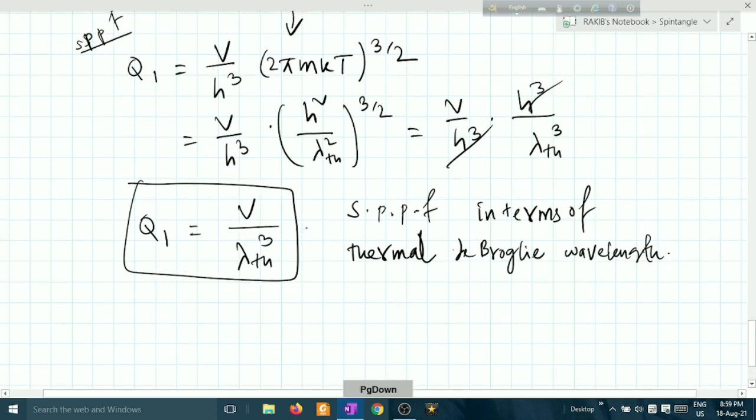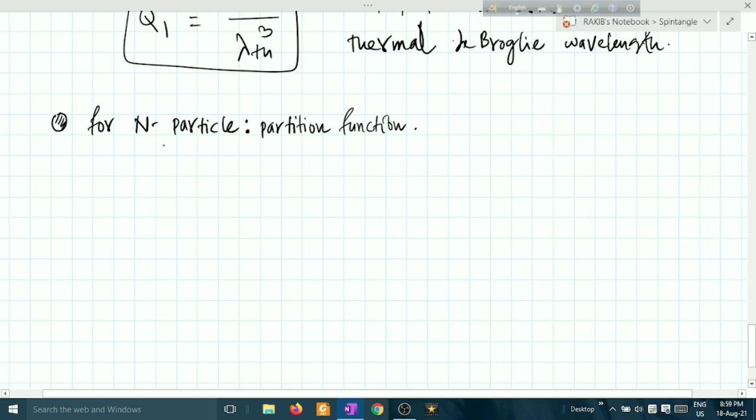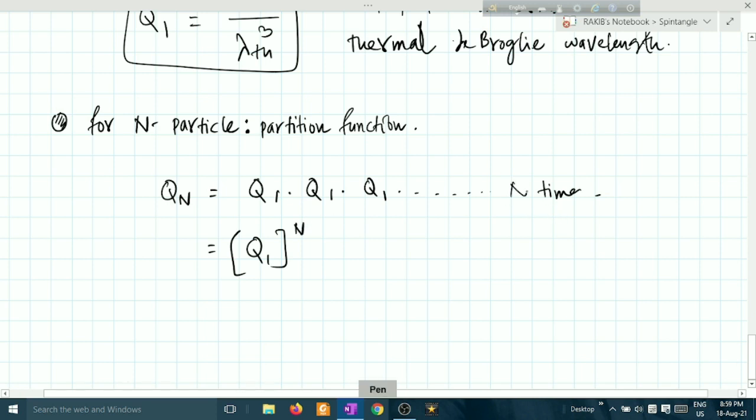This is the single particle partition function. So for the n particle partition function, what will it be? It will be q1 up to n times, because the partition function combines in a multiplicative manner. So you have to multiply this out to get the total result. In the case of the n particle partition function, it is up to n times. So this is q1 power capital N, in the case of distinguishable particles.